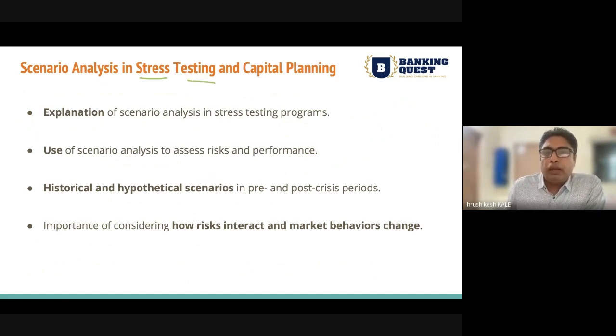Stress testing and capital planning. So what is stress testing? I try to find out at what point my company breaks. So that is called stress testing. I keep on increasing my loss and see at what point what breaks. That is stress testing. And capital planning: how much capital I should keep aside for risk management.